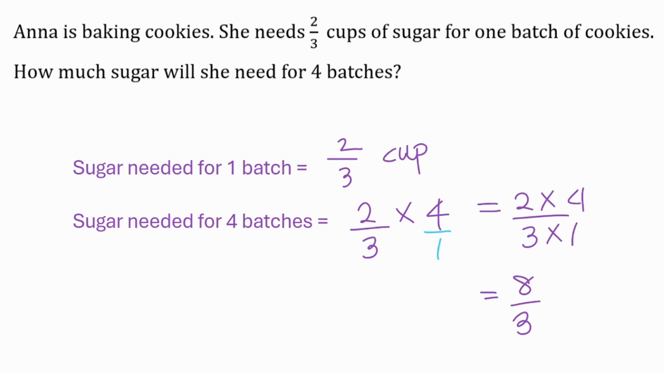This is top heavy, so I can write this as a mixed number, which is going to be 2 and 2/3. So Anna will need 2 and 2/3 cups to make 4 batches of cookies.